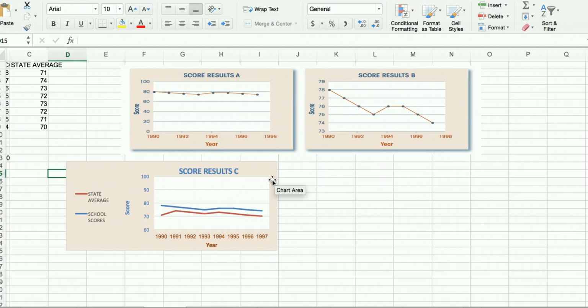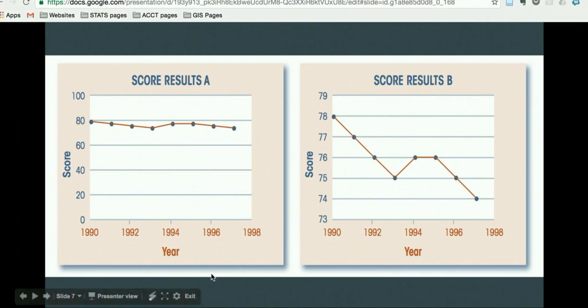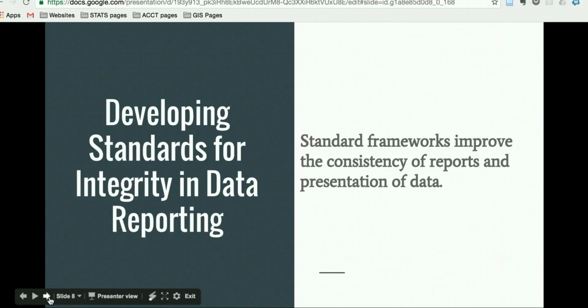So the National Center of Education Statistics has some best practices guidelines that are meant for practitioners in education, but I think that they would be good for anyone probably to use as just basic starting points. They make several recommendations, but there's one in particular that speaks to this project. They say that you should develop a standard framework to improve the consistency of reports and the presentation of data.